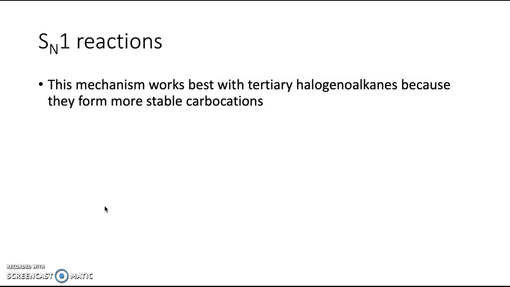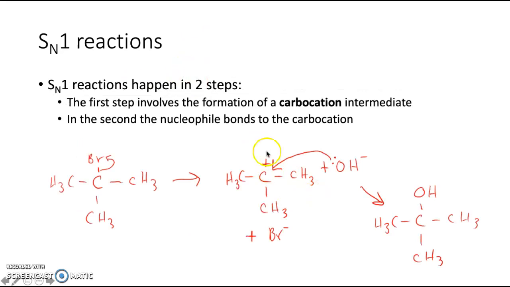Okay, and the reason that this mechanism works best for tertiary halogenoalkanes is because the carbocation that can be formed is more stable if there are other carbons around to donate some electron density and balance out that positive charge. If you had only hydrogens in these positions, they don't have a lot of electrons to move around and minimize that intense positive charge.